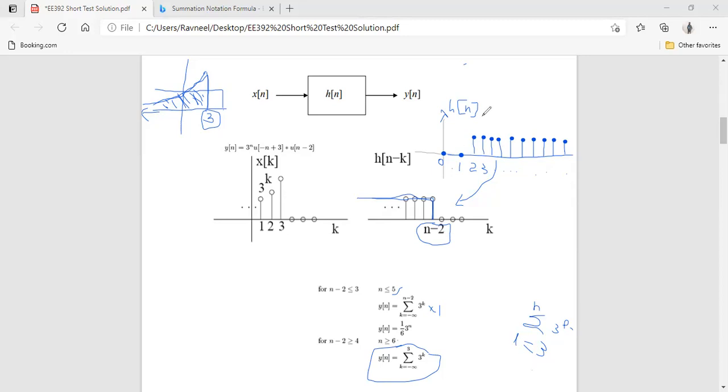Next is moving on to question number 3. We are running out of time here.